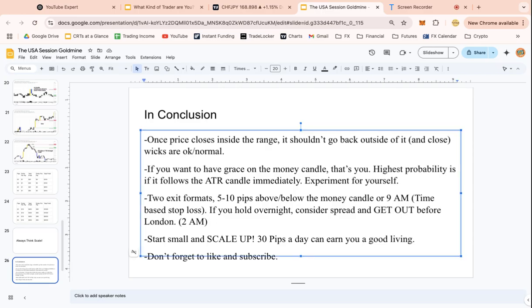So you have two exit formats in terms of your stop loss. Look for price to not go 5 to 10 pips above or below your money candle. Or if you hold overnight, always consider the spread and get out before London starts. Just be out of your trade, be flat by 2 a.m. And then you can either set an alarm or set a take profit. And you can get out if price doesn't play out during the USA session before 5 o'clock.